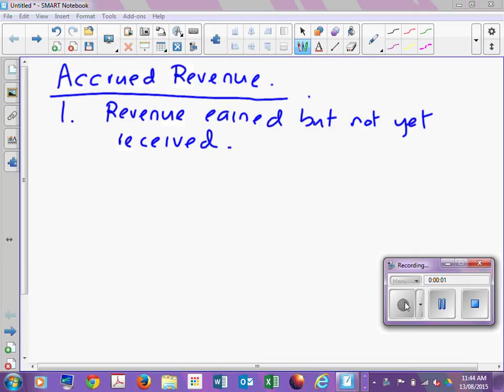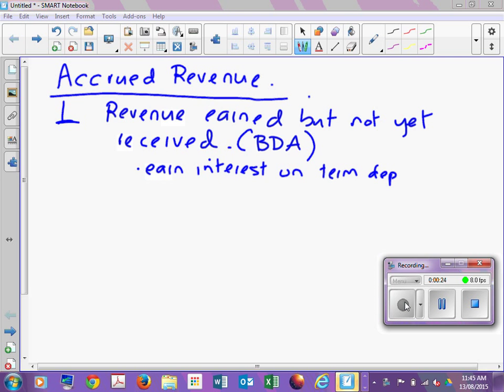So accrued revenue, in this case, the first instance is when you earn the revenue but you haven't received it yet. So that is the balance day adjustment. Common circumstances when that happens is when you earn interest on term deposits but not yet received the cash.